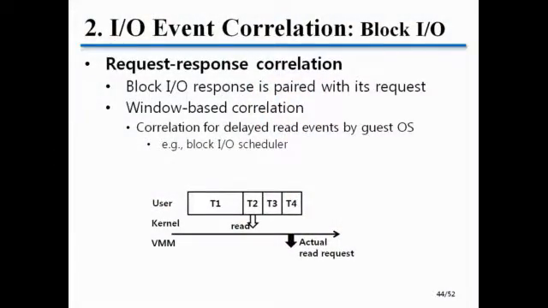So for the I/O event correlation, we consider two latency sensitive I/Os. The first is the block read, and the second is network packet reception. In the case of block I/O, the correlation is relatively simple because block I/O is always conducted in a request and response manner. So if a certain block is requested from the I/O bound task, we simply correlate its response event with the I/O bound task.